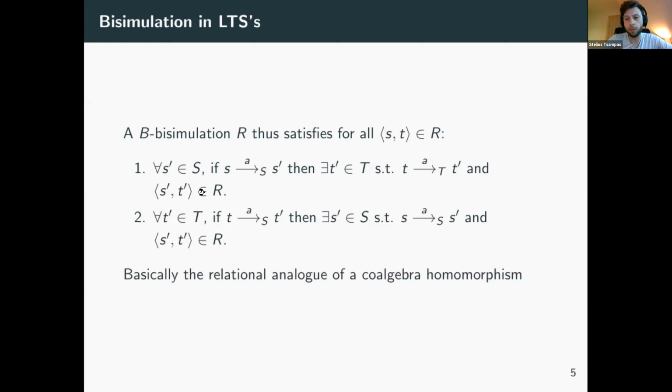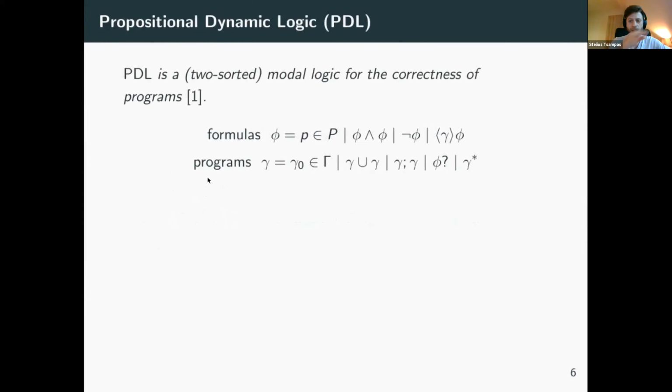And I would say, to me, the way that I understand it abstractly is that bisimulations are the relational analogs of coalgebra homomorphisms. And to me, this is important because I'm more abstract-minded. And I can simply eschew bisimulation and just speak about coalgebra homomorphisms to simplify things. So now, this was the crash course on coalgebras. I'm going to be talking a little bit about something concrete, about PDL.